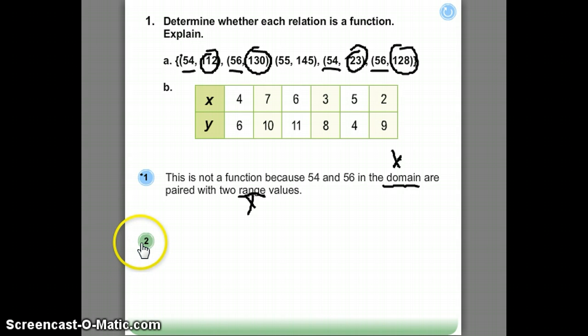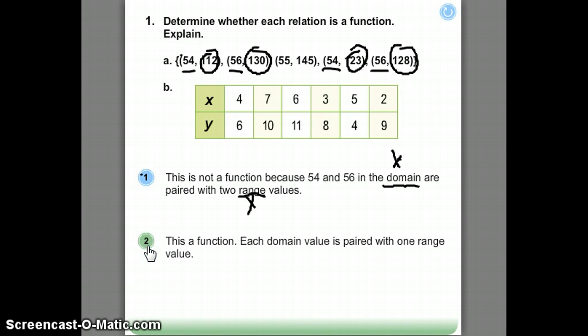Looking at letter B, I can look and say, okay, I've got these x values. I've got 4, 7, 6, 3, 5, 2. None of those repeat. So according to what I have in the table, if I were to graph that for my function, none of those will fall in the same vertical line because each domain value is paired with only one range value.